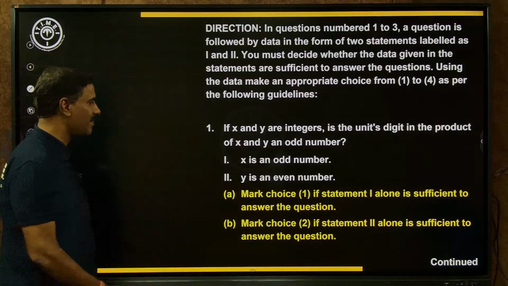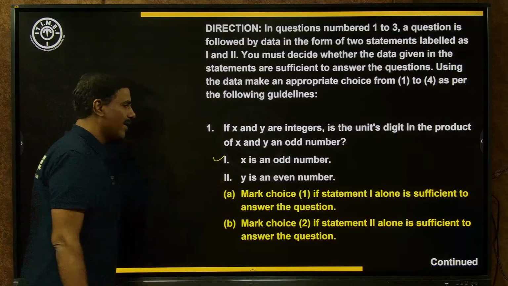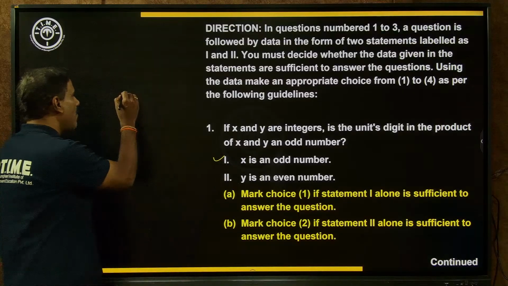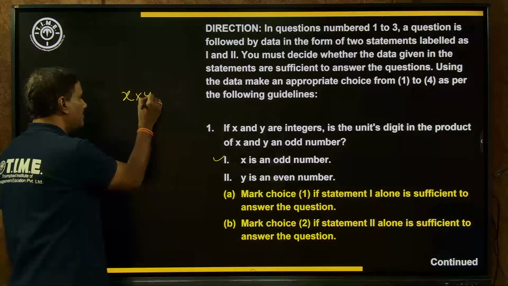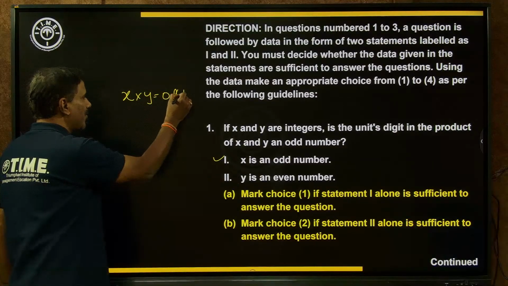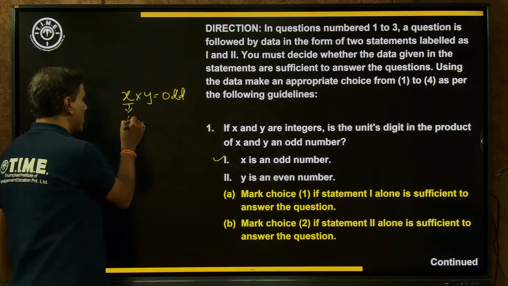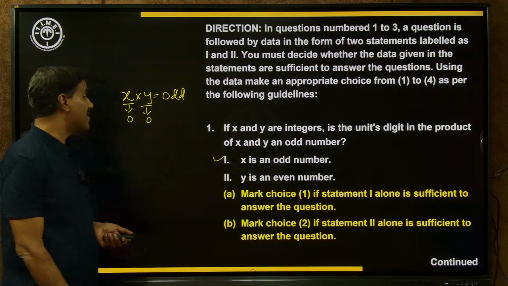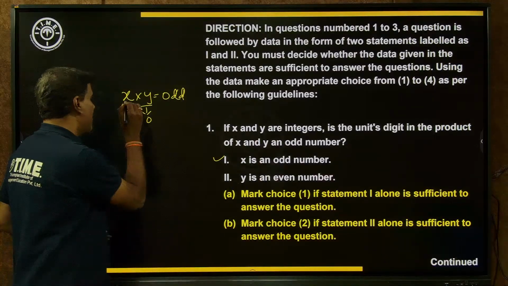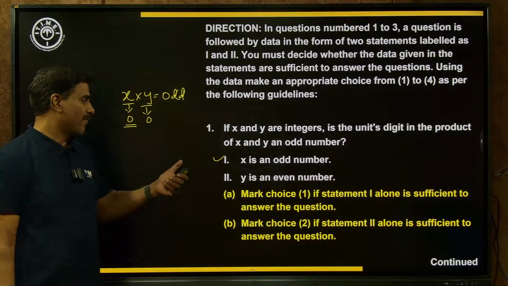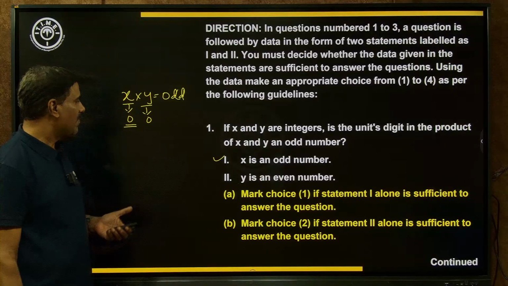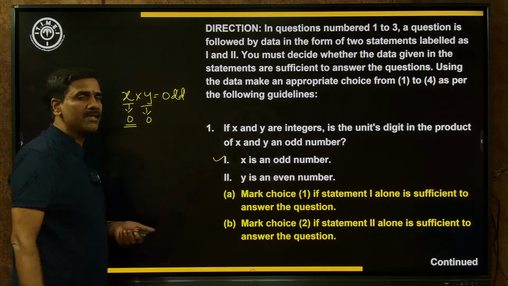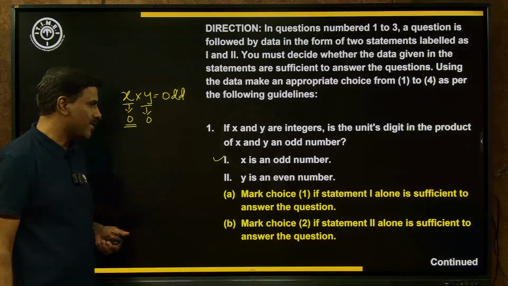If you look at the first statement, x is given to be an odd number, right? When we have the product of two numbers as odd, that is an important point that we have to know. When both the numbers are odd, the product will become an odd number. From the first statement, we have only data about x, no data about y. So without knowing y, we cannot answer the question from the first statement. So the first statement is not sufficient.